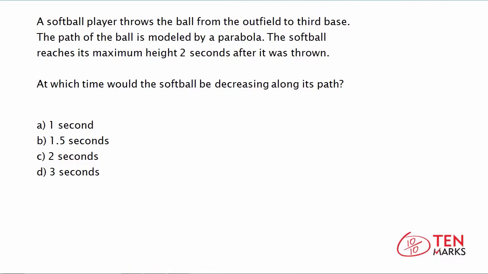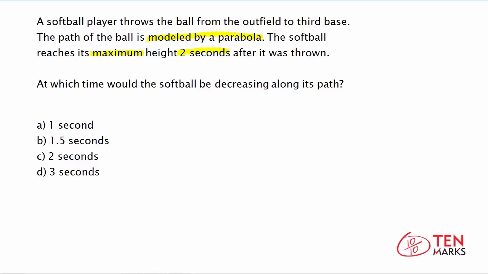A softball player throws the ball from the outfield to third base. The path of the ball is modeled by a parabola. The softball reaches its maximum height 2 seconds after it was thrown. At which time would the softball be decreasing along its path? We're told that the path of the ball is modeled by a parabola, so that's one piece of information we need to keep in mind. Then we have that the softball reaches its maximum height at 2 seconds after it was thrown.